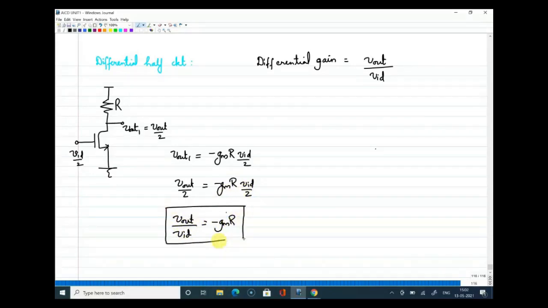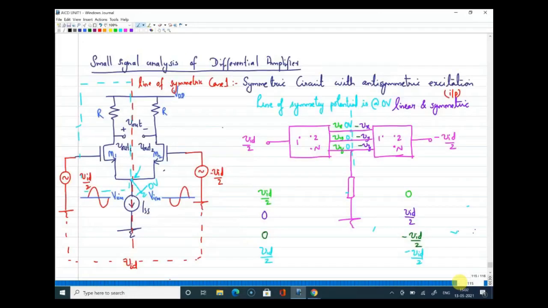All right. Now tell me whether you need to analyze the entire circuit. No need, because if you analyze only the half circuit, it itself gives you the differential gain value, which is equal to minus gm into R. Is this concept clear?